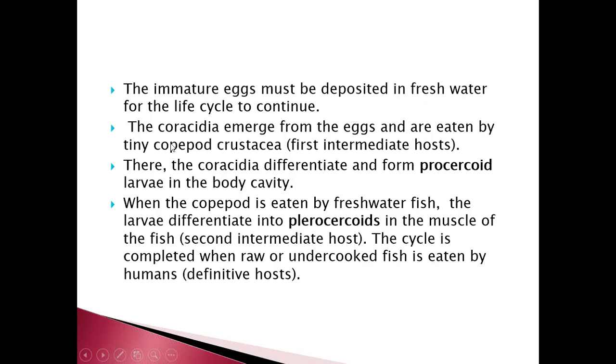There, coracidia emerge from the eggs and are eaten by the copepods. These copepods are the first intermediate host, and they form procercoid larvae in the body cavity. Then the copepods are eaten by freshwater fish. The larvae differentiate into plerocercoid in the muscle of the fish, the second intermediate host. And the cycle is completed when the raw or undercooked fish is eaten by humans.